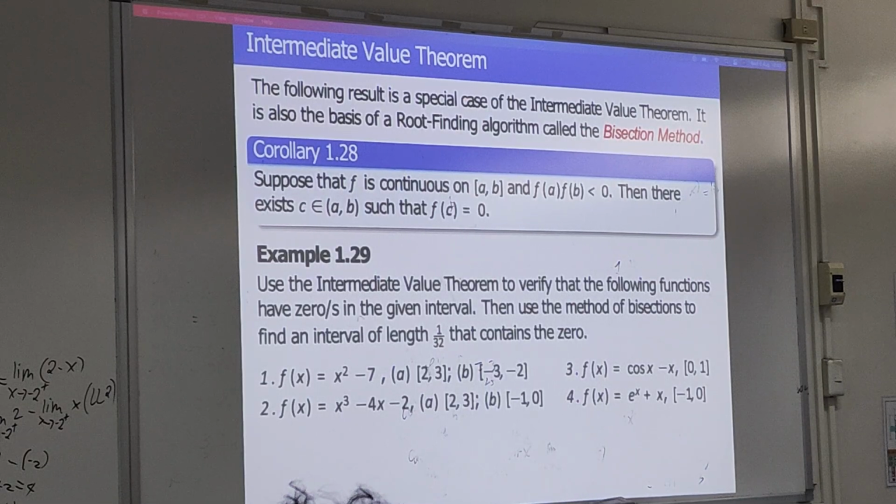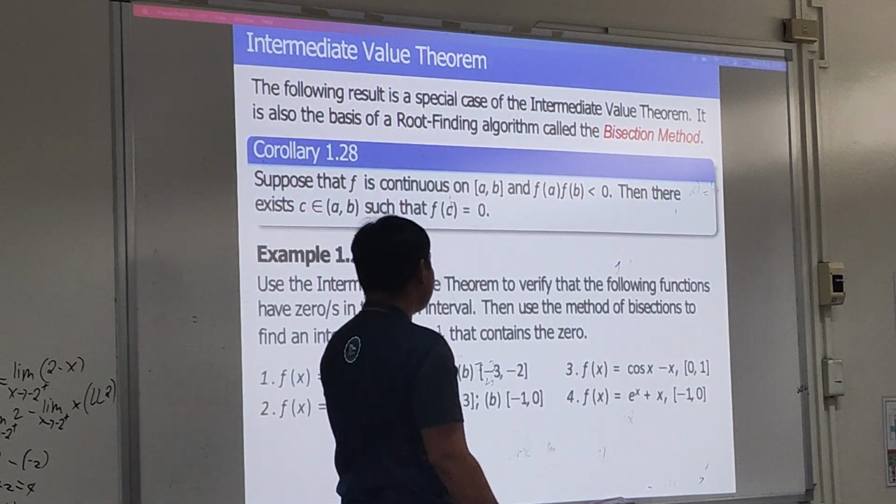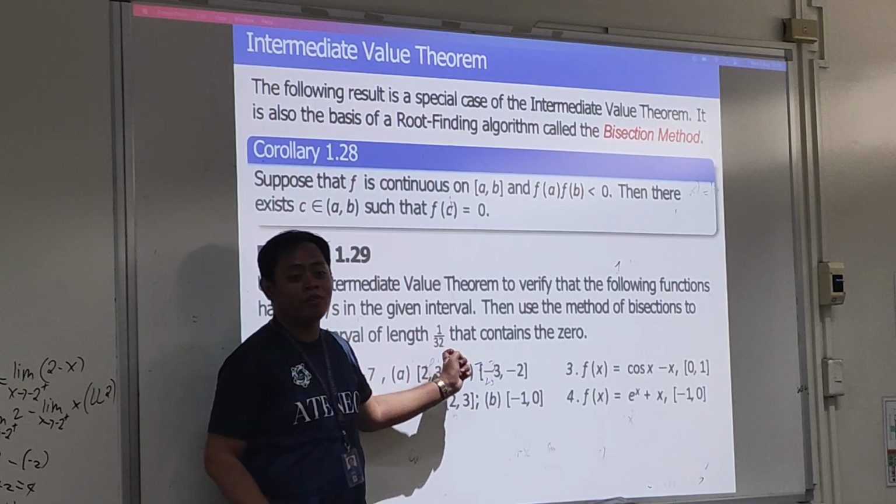So, we have this given example. There are a lot of problems like this. Use the intermediate value theorem to verify that the following functions have zeros in the given interval. Then use the method of bisection to find an interval of length 1 over 32 that contains the zero. So with bisection you continue until you get this length, meaning the difference in the interval is just 1 over 32.